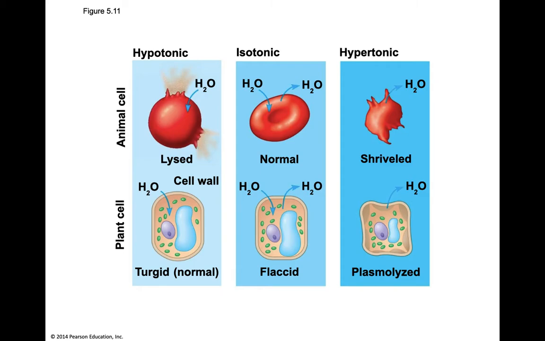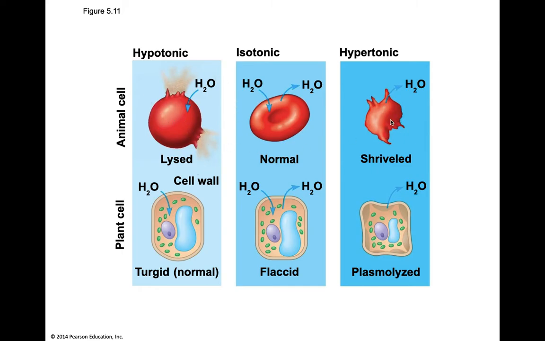So if we put cells in a very low solute concentration, or concentrations with a lot of free water, water is going to flow into the cell, causing what's known as cell lysing. And we call these hypotonic because the cell swells like a hippo. And that's because water is more freely available in the external solution, so it flows into the cell.